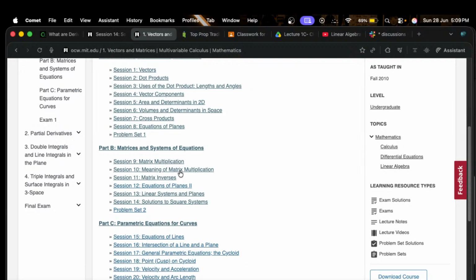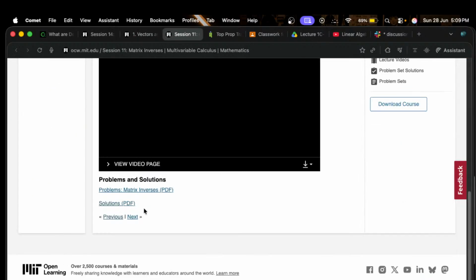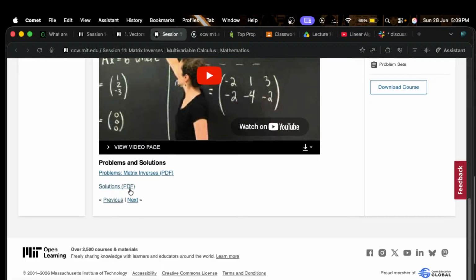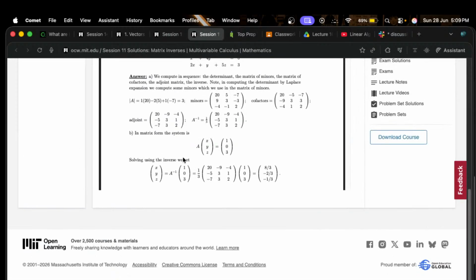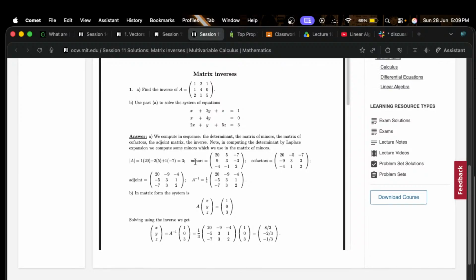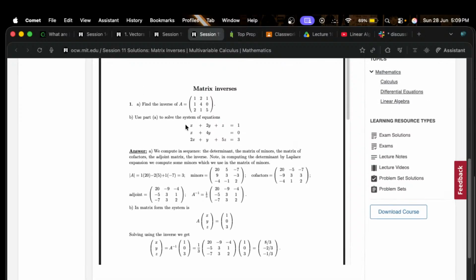Did we see this thing? Inverse of the matrices. I don't know, I'm not sure whether we have seen this or not. So let's just see. Find the inverse of this. To find the inverse, we compute the determinant of the matrix, the matrix of cofactors, and the adjoint matrix.